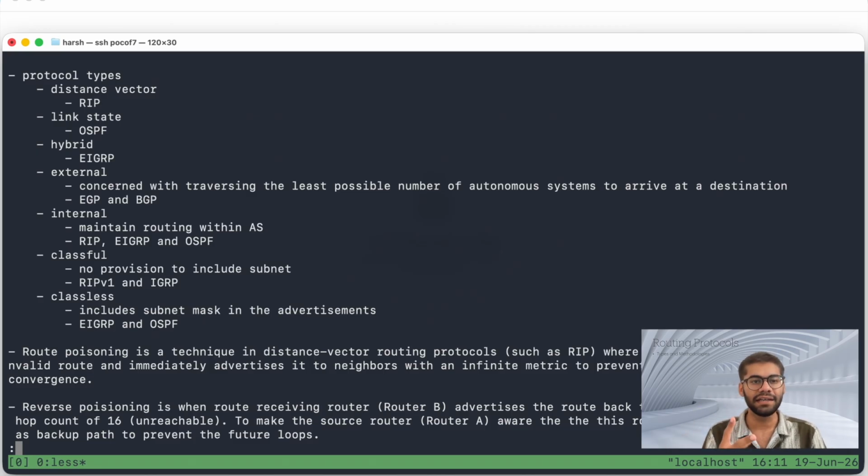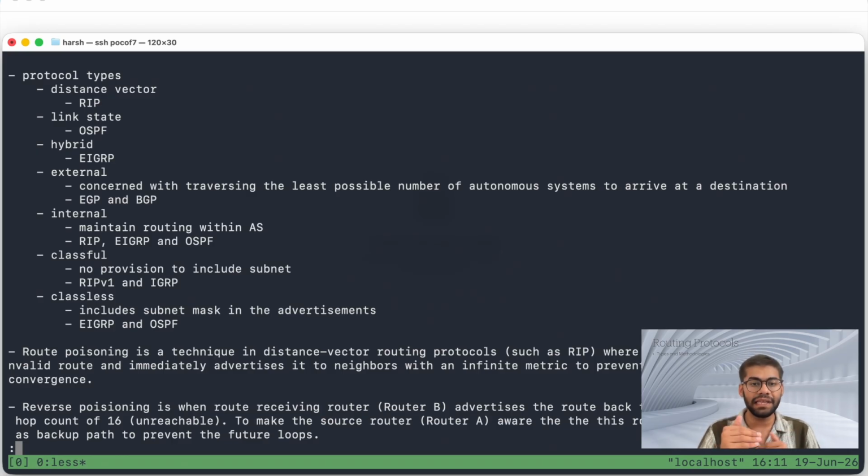Second is link state, which checks the state of the link, the speed of the link, and it is done by OSPF, Open Shortest Path First protocol. Okay. And next is the hybrid that takes both approaches. It also checks for the distance and the link state, the speed, bandwidth calculations, etc. So it will be the EIGRP protocol.